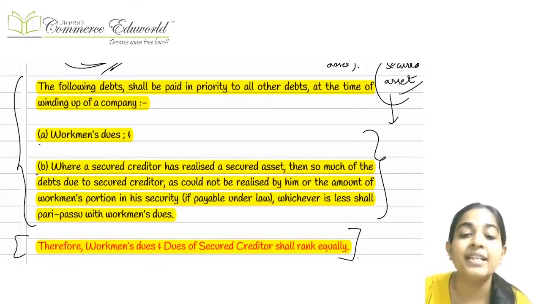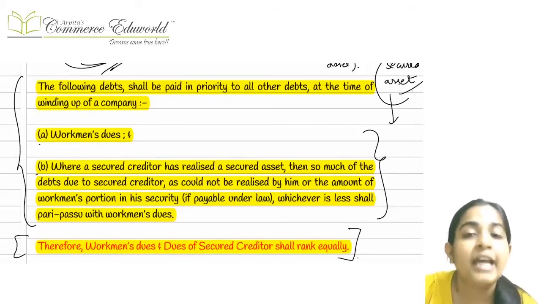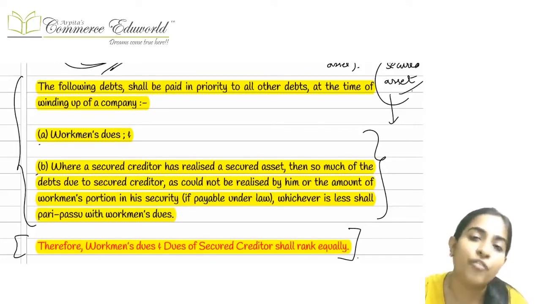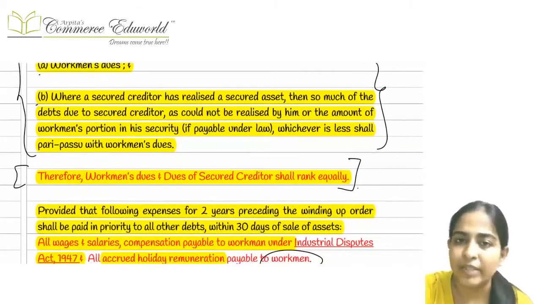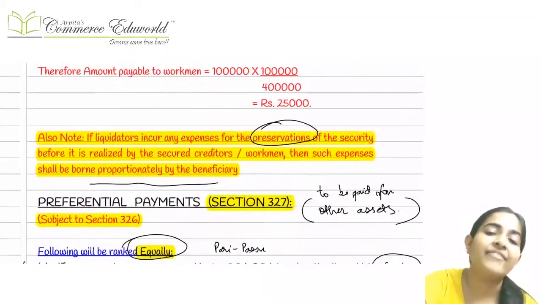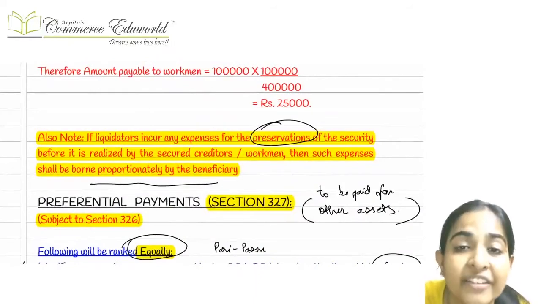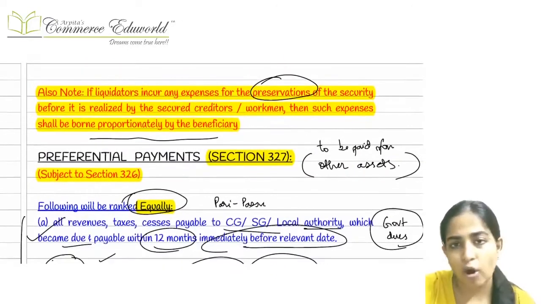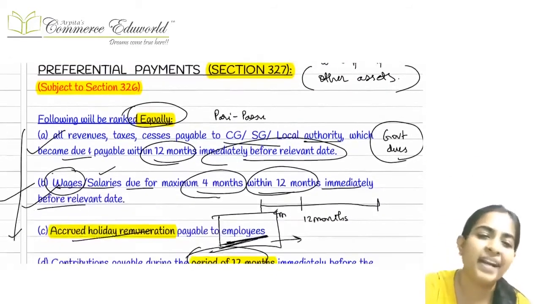Okay, just like IBC, here also they have given priority to the workmen. So first we are going to pay them under section 326. Then we are going to make the payment of all the winding up expenses. Okay, all the expenses and cost of the winding up will be paid then.